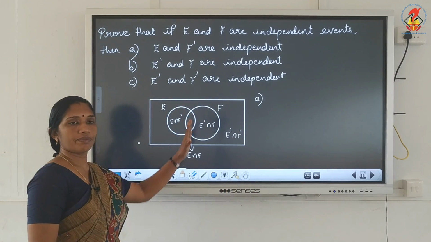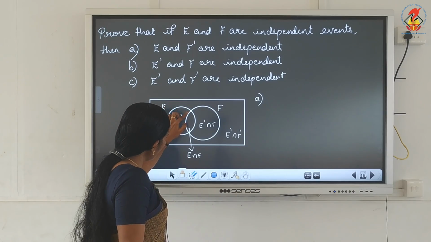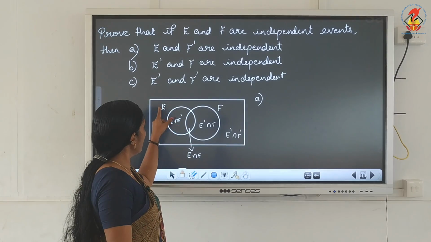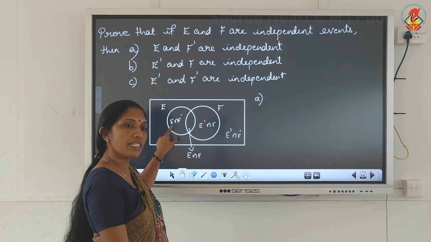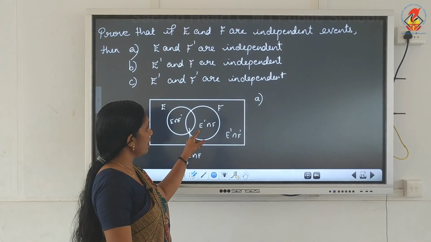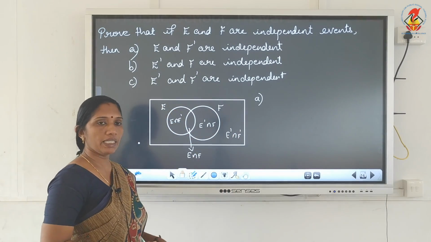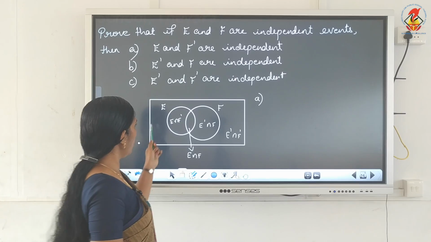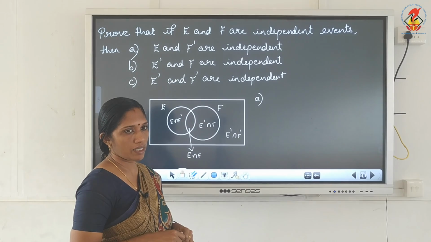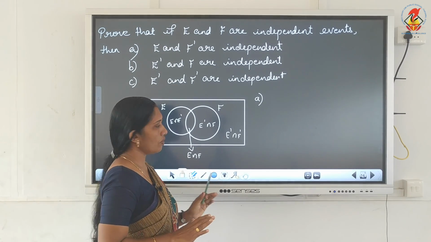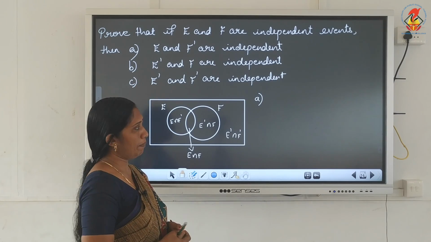So look at this figure, a Venn diagram, two sets E and F. Then this common portion is E intersection F. This circle is E, this second circle is F, and this portion is E intersection F dash. Here it is E dash intersection F, and outside the circles, that is E complement intersection F complement. You already know all these things. And these four sets are disjoint sets. Now we have to prove the first one, E and F dash are independent.